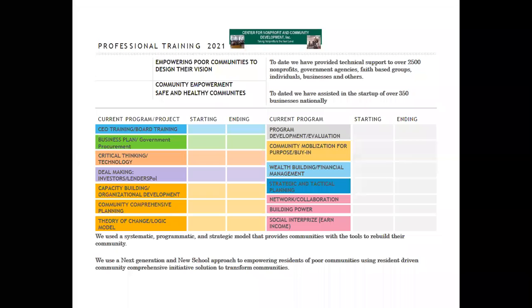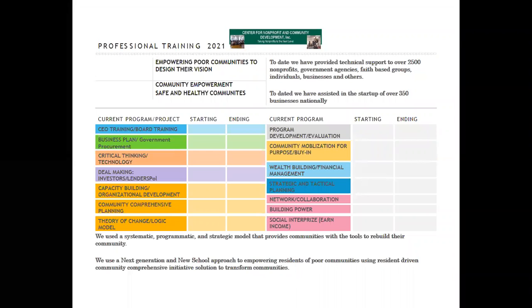To date, we have provided technical support to over 2,500 nonprofits, government agencies, faith-based groups, individuals, and others. We have also assisted nationally over 350 new startups, mostly nonprofits around the nation.